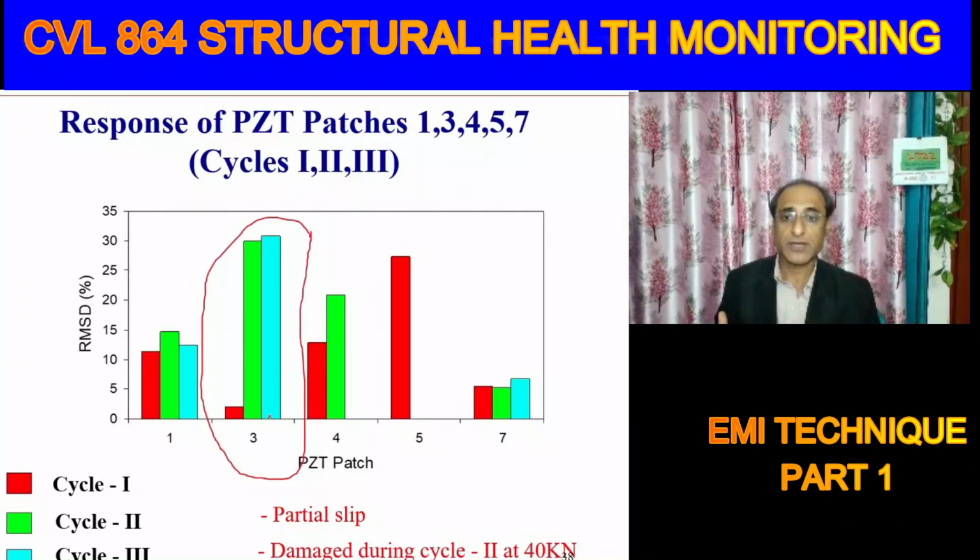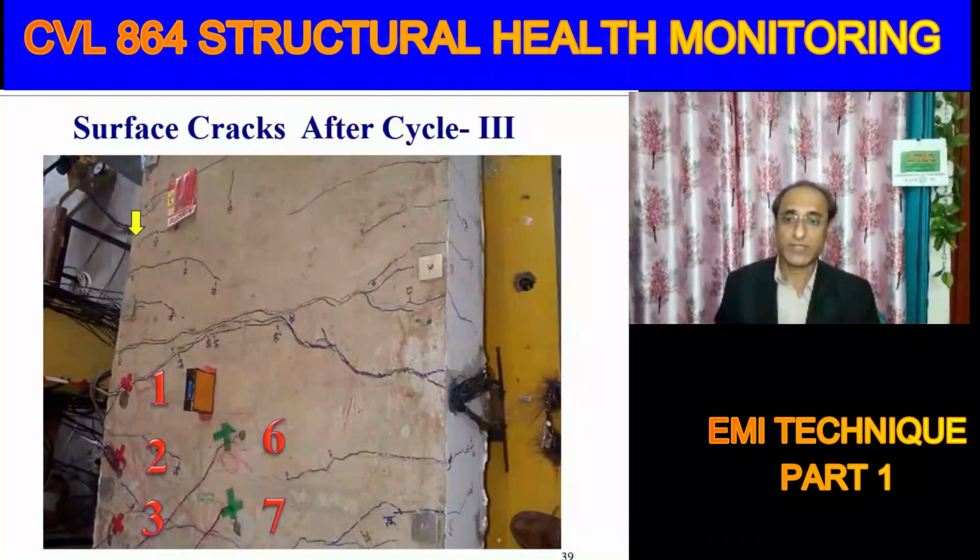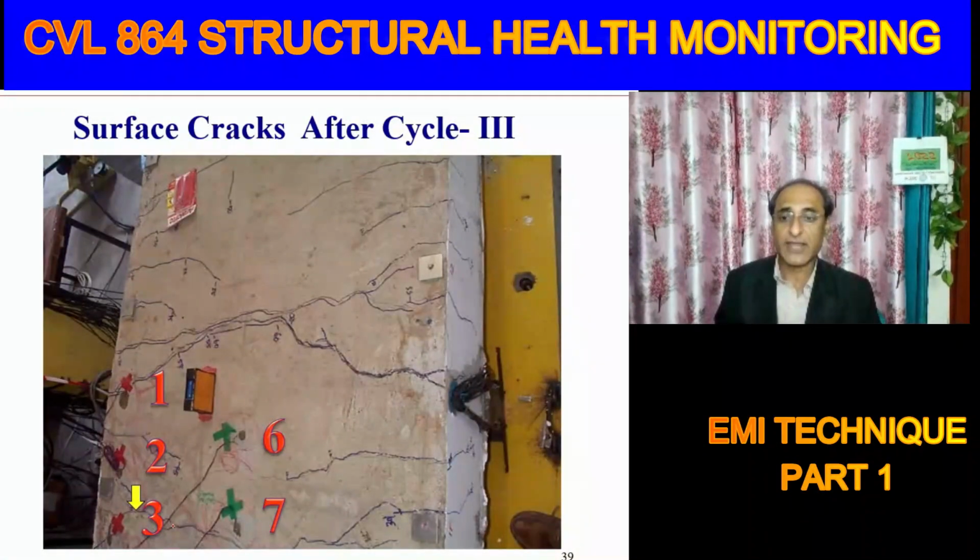So what we could see then was the observation with respect to patch 3. Patch number 3 earlier had a very small value of the root mean square deviation, and that suddenly increased after cycles 2 and 3. And in fact this correlated very well with the surface. So now what you can see is that a crack has occurred near patch number 3 also. It was not there after cycle 1, but after cycle 3 a crack has occurred near patch number 3 also. And also the other cracks have widened enough.